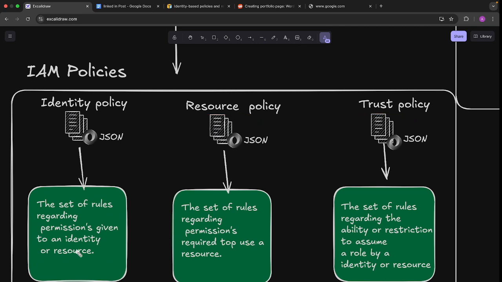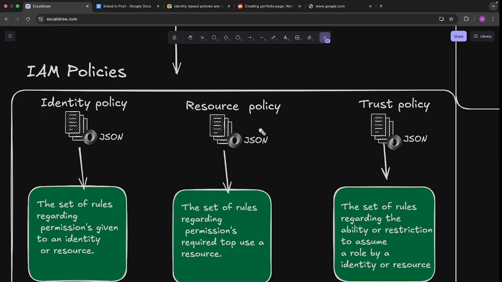The identity-based policy is a set of rules to be followed. It's a definition of the available permissions of an identity written in a JSON format. In other words, this is one of the methods in which an identity can get their permission. They are defined inside an identity policy, and the identity policy is attached to them.